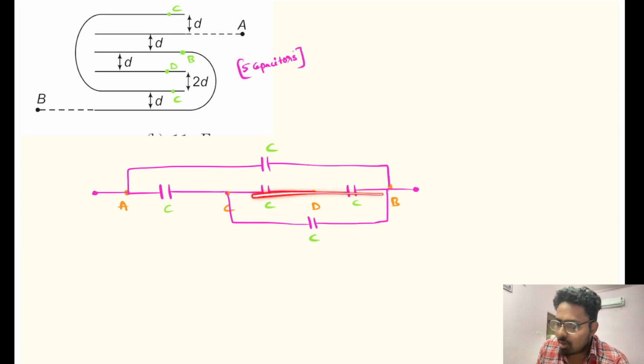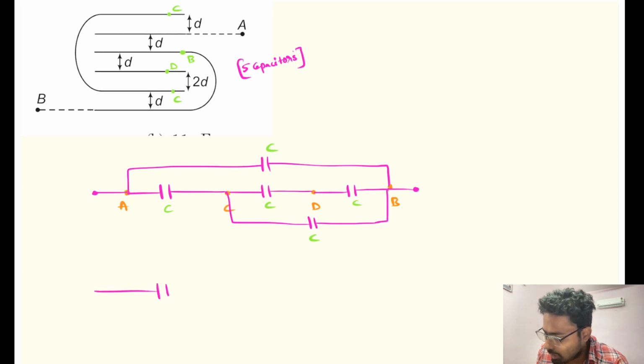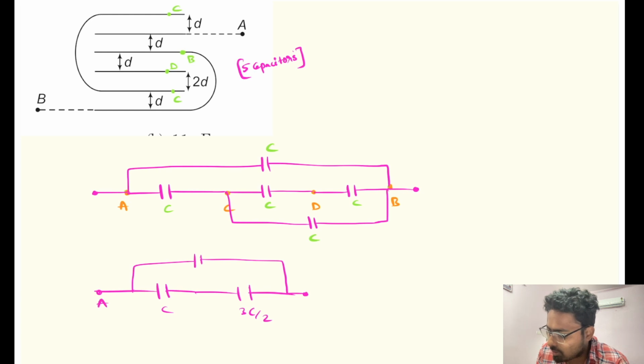So this C and C in series, how much do you get? C by 2. That C by 2 and this C are in parallel, so how much will you get? 3C by 2, right? So stepwise, this entire thing will become C by 2, and that C by 2 and C in parallel gives 3C by 2. Now I'm just rearranging the circuit again. Here I got C, here the equivalent I got is 3C by 2, and here C is there. This is the circuit after that.